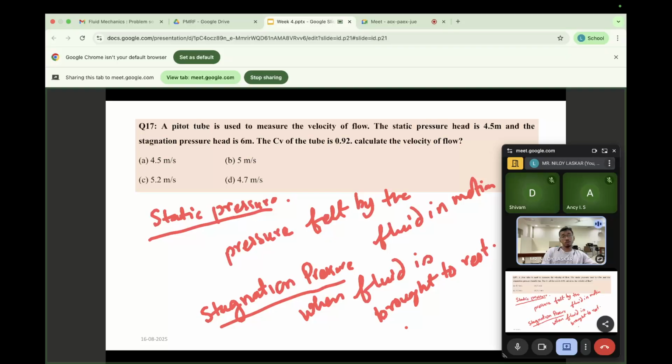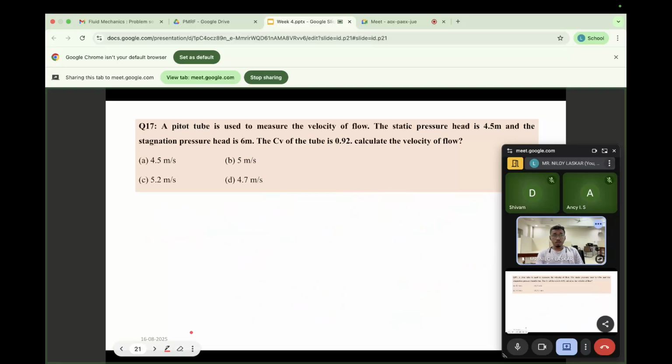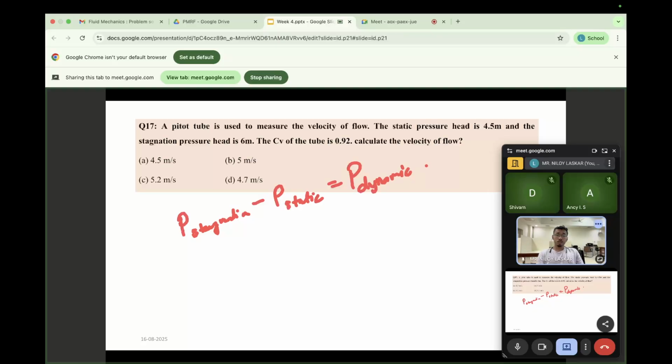Okay. So I'm just erasing this thing. So if the stagnation pressure P stagnation minus P static, if you subtract, you will get the dynamic pressure. So that is known as our dynamic pressure. Please remember this thing. This is known as our dynamic pressure. So now try to solve this question.